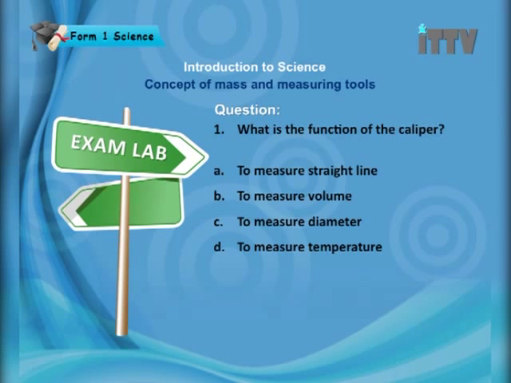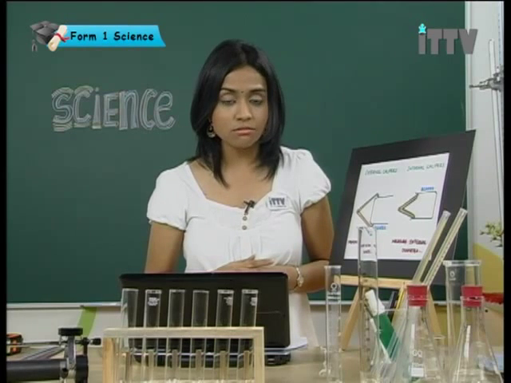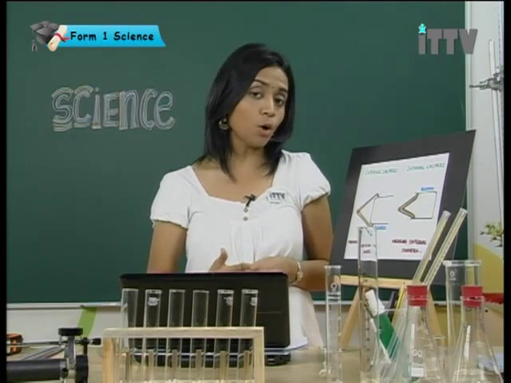Question 1. What is the function of the caliper? A. To measure straight line. B. To measure volume. C. To measure diameter. D. To measure temperature. Now, to measure temperature, what do we actually use? The thermometer, obviously. So, to measure straight line, we use what? The meter ruler or measuring tape.